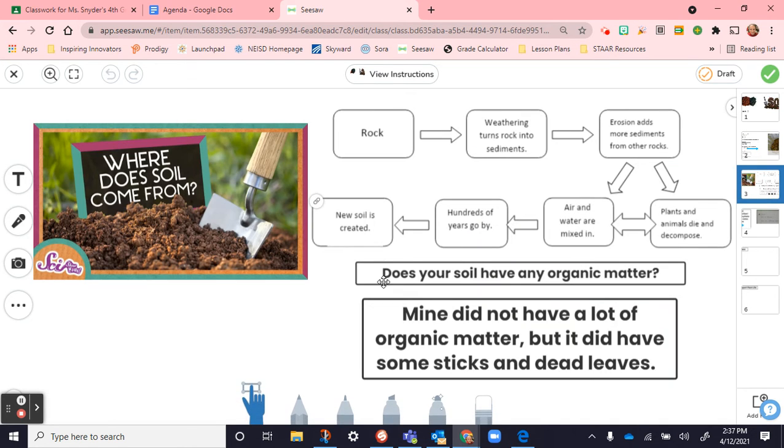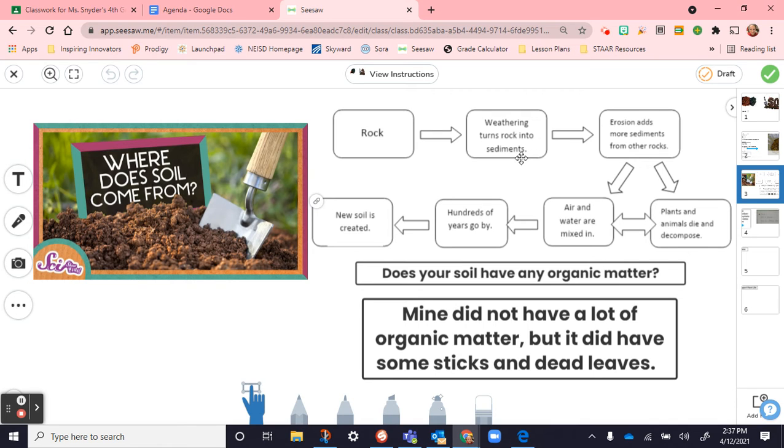And then on page 3, we looked at where soil comes from. We watched this video here, so you can click this link. And here's a little diagram that talks about it as well. Think back to when we talked about erosion, deposition, and weathering. Picture in your head a rock, and we know that rocks, through wind, water, ice, gravity, things like that, will weather and break down.